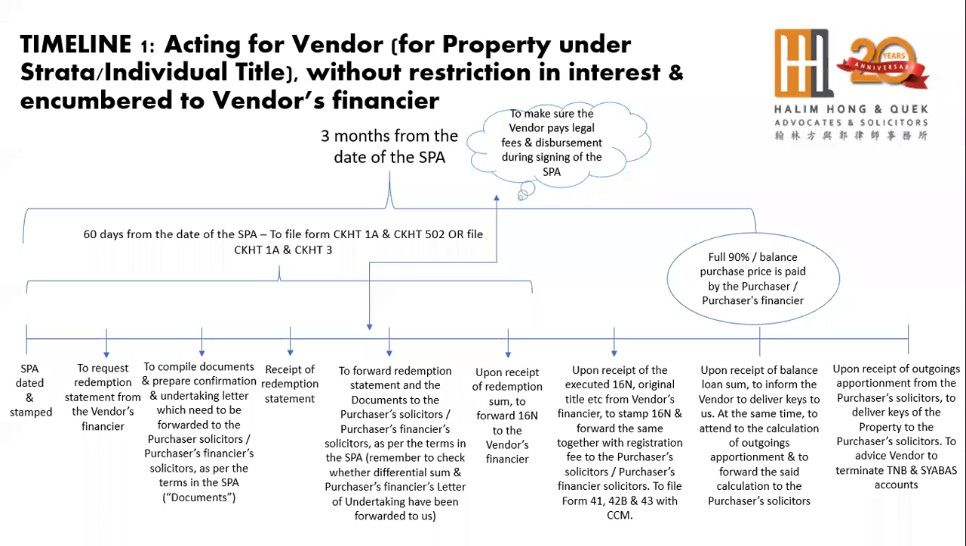Okay. Actually, here I have a few timelines. Maybe we can just go through one or two. Timeline number one, I think for the vendor, where the property is under title, no restriction, and encumbered to the vendor's financier. Usually the time frame depends on the SPA, but usually it will be 3 months from the SPA date, 3 plus 1, with a 1 month extension subject to late payment interest.